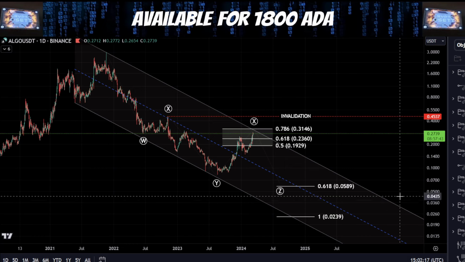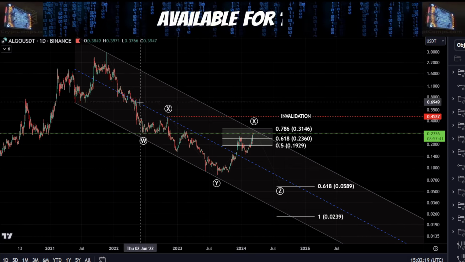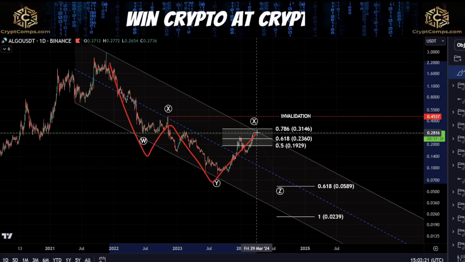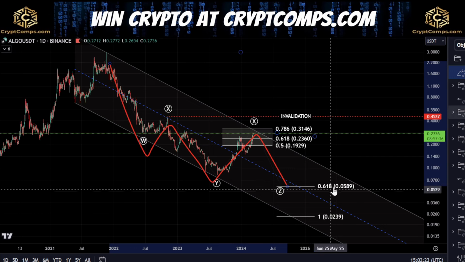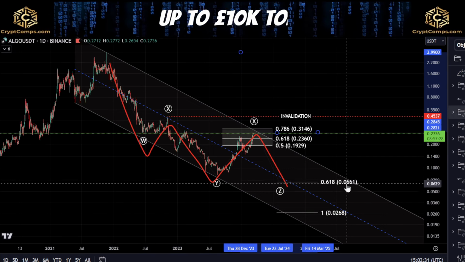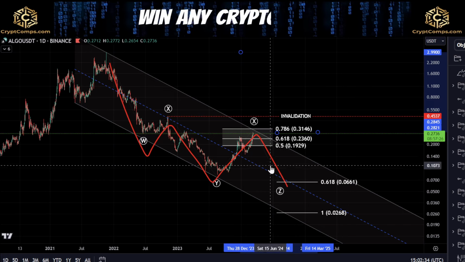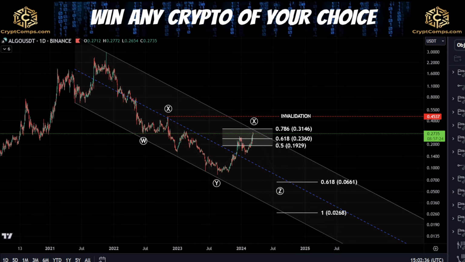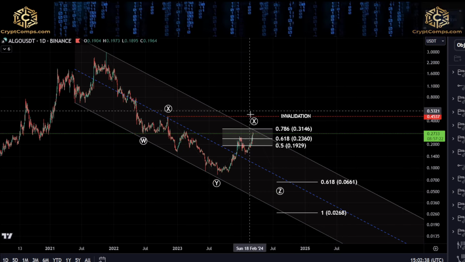Now, another way that we can look at this is that this move down could be WXYXZ, and we could still be looking for a Z wave here. Our 1-to-1 would be here towards 0.268. The 0.618 would be here at this 0.661. And what we'd then be saying here is that we're still anticipating another 3-wave move to the downside.